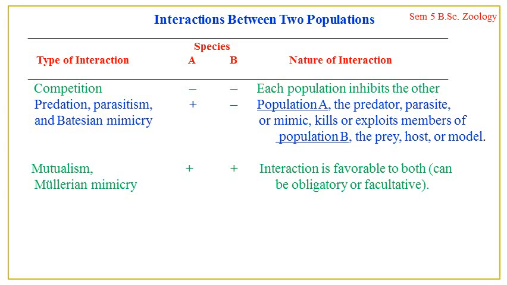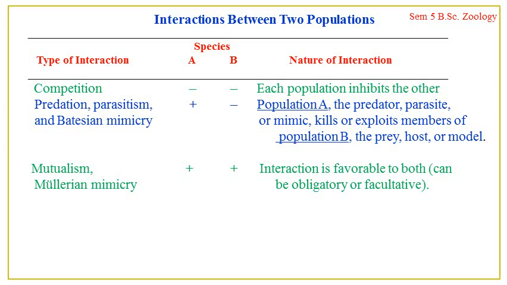You may not know what is Batesian mimicry. Here actually, you can see in both predation and parasitism, one is getting benefited, the other is getting harmed. So it is population A, the predator, parasite, or mimic. It kills or exploits members of population B. The population B could be prey, host, or the model. In Batesian mimicry, what happens is there is an individual and another species, it mimics the model in such a way that it is exact, making others confused. That kind of mimicry is known as Batesian mimicry. In Batesian mimicry, usually the mimic gets benefited, while the model is getting harmed.